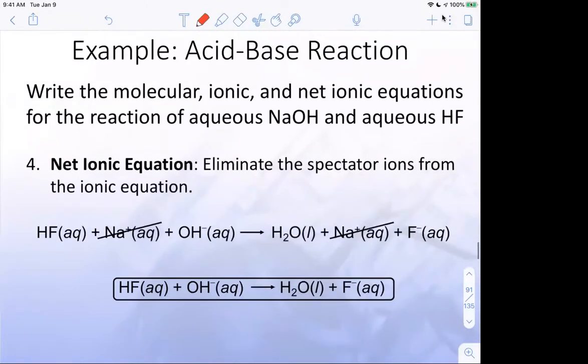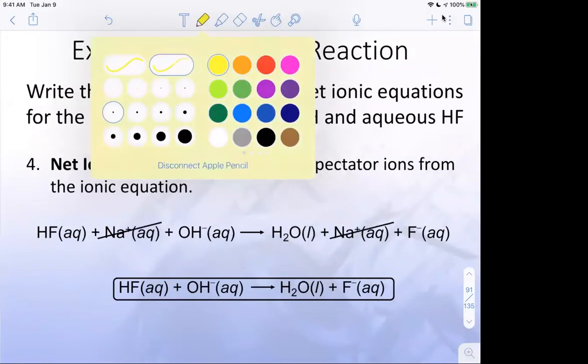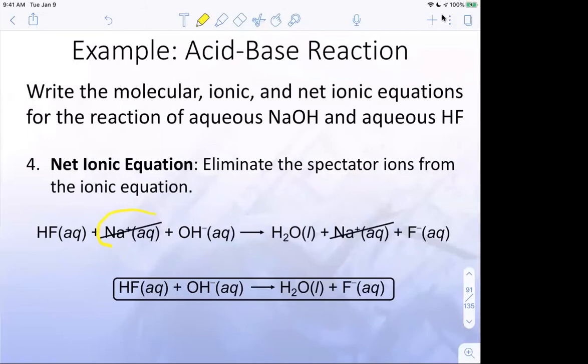Now, when I want to figure out what the net ionic equation is, I'm going to notice, hopefully, that the only spectator ion I have is sodium. I have HF on this side, and I have F minus on the product side, and they don't cancel out. The only thing that cancels out are these sodium ions. Those are the spectator ions in this particular reaction.